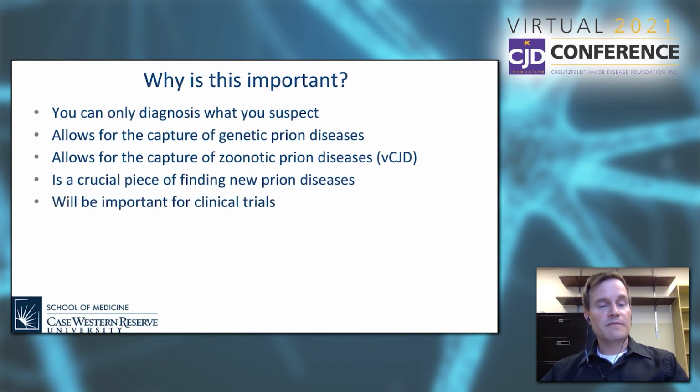And I think it's going to be very important for clinical trials because, again, you have to be able to recognize and diagnose someone with a prion disease in order for them to be enrolled in a clinical trial. But there are very important differences in phenotypes that are also going to influence how a clinical trial is conducted and interpreted.